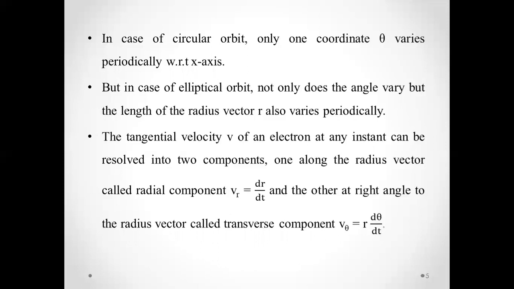The tangential velocity v of the electron at any instant can be resolved into two components, one along the radius vector called the radial component vr, which is given by dr by dt, and the other at right angle to the radius vector called the transverse component v theta, which is given by r into d theta by dt.